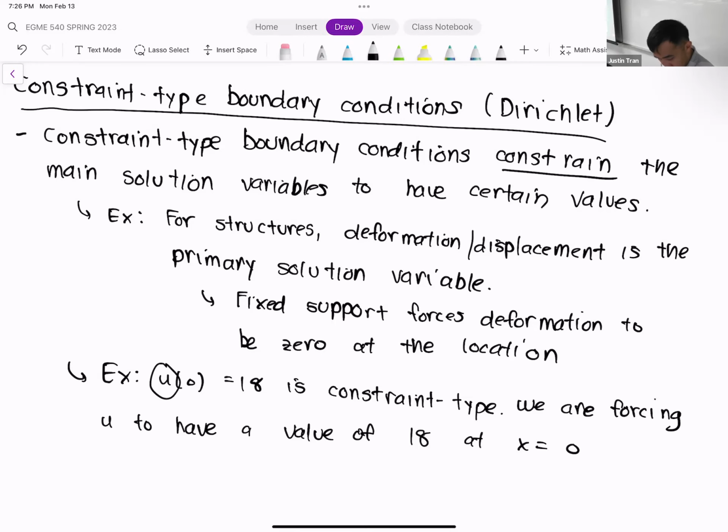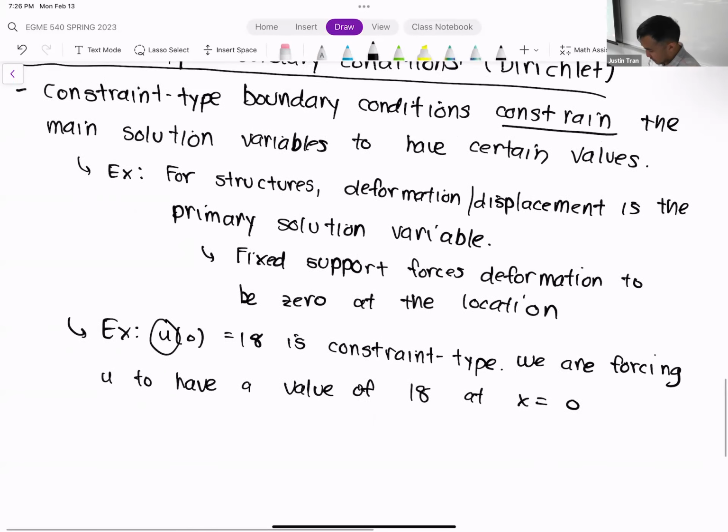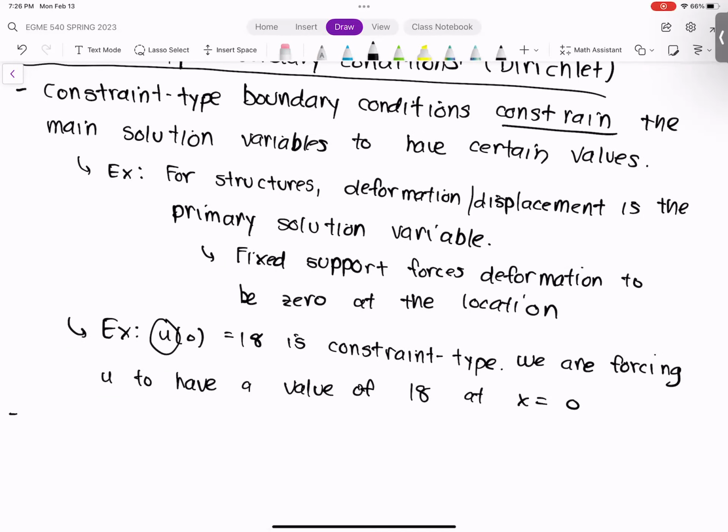Okay. Yes, sir. Dr. Chan, I have a question. Sure. You mentioned that there's two types of boundary conditions, constraints and loads. Yes.